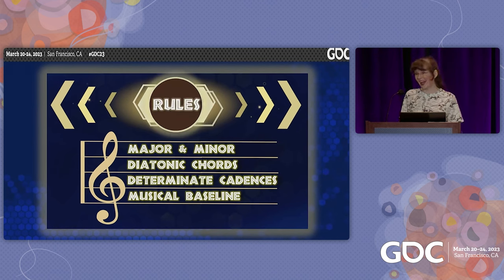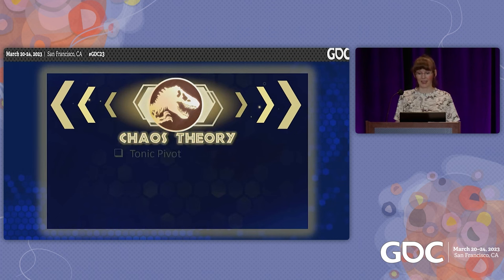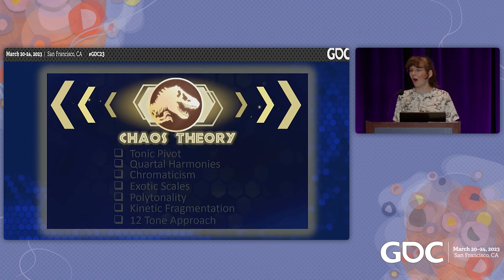Now, the first chaotic technique that we're going to be discussing today is the use of unconventional modulating cadences, which we're going to be calling tonic pivot. This is pretty much the exact opposite of the classic determinate cadence.